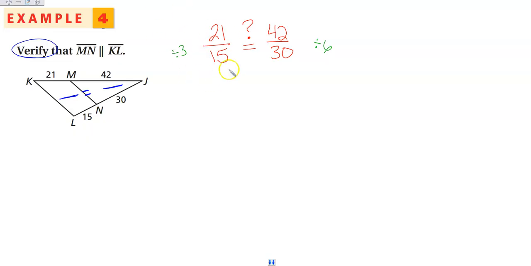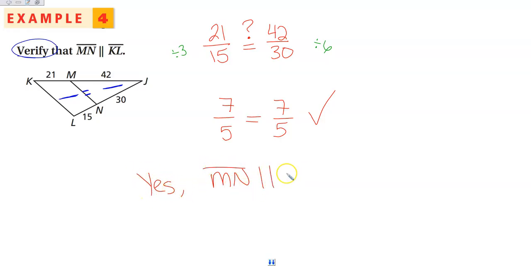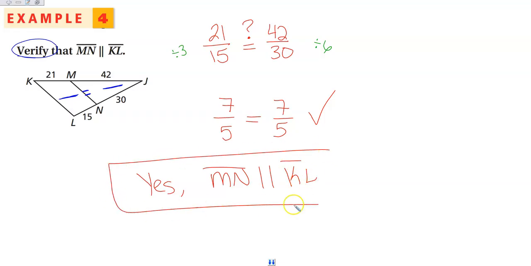So when I do my first fraction and I divide by 3, 21 divided by 3 is 7, 15 divided by 3 is 5. Okay, over here we both have commons of 6, so 42 divided by 6 is 7, 30 divided by 6 is 5. So they are equal, which is what we want. So we know that yes, MN is parallel to KL, again, because those are proportional. So if you have questions on that, make sure you write it down on your notes and ask them in class.